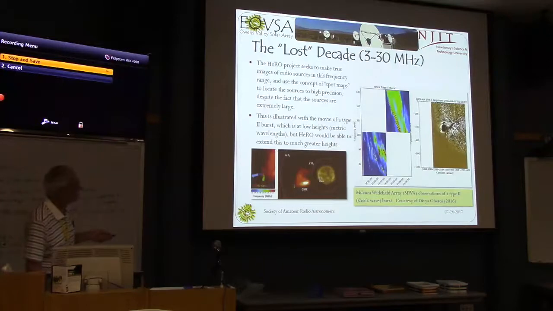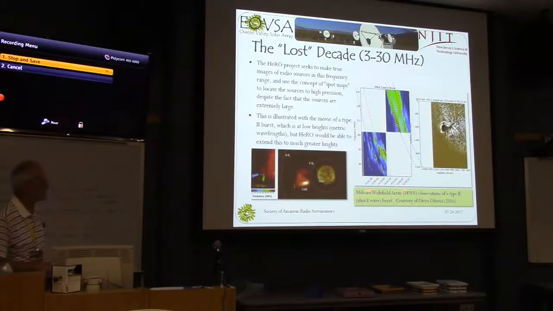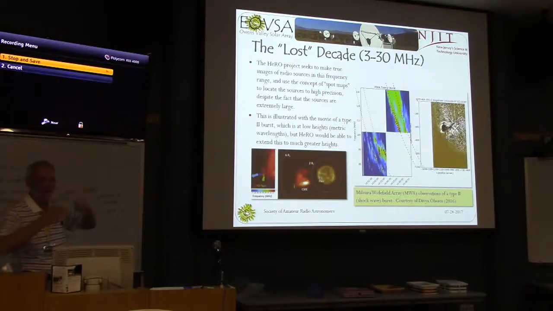And this is a nice movie of a CME, a coronal mass ejection moving outward. You can see the location of some bursts as it moves outward. This is actually from the Murchison Widefield Array Observatory in Australia. This is courtesy of Divya Oberoi. Let me just show you that one more time. So this is like the shock wave range, and you can see that that emission is actually following that thing as it moves out.